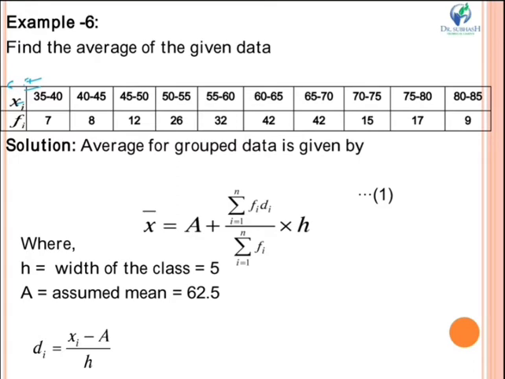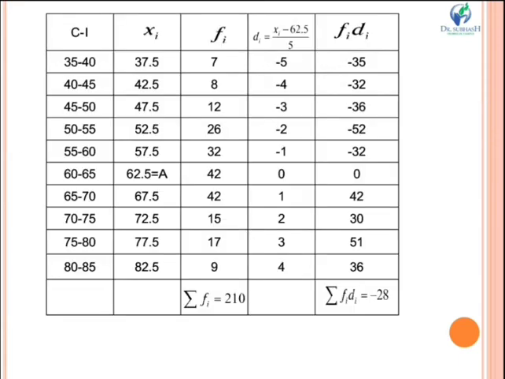So first we will write the formula: x bar equals A plus summation fi di upon summation fi into h. Here from the class intervals you can see there is a gap of 5, so h is equal to 5. The capital A, the assumed mean, we will get from the table, and di equals (xi minus A) upon h. So first we construct the table. The class interval and frequency are given to us. On finding the sum of all fi, we get 210.